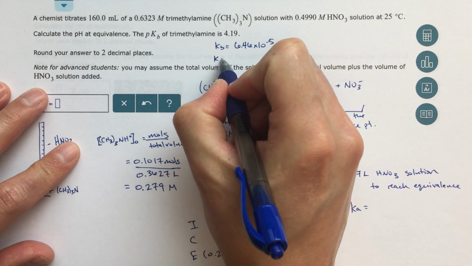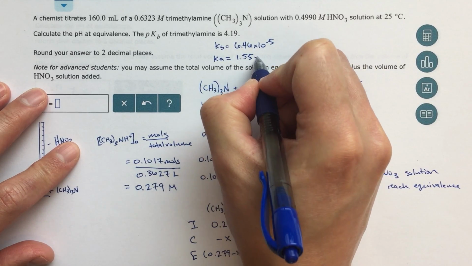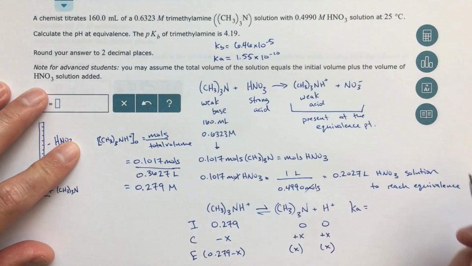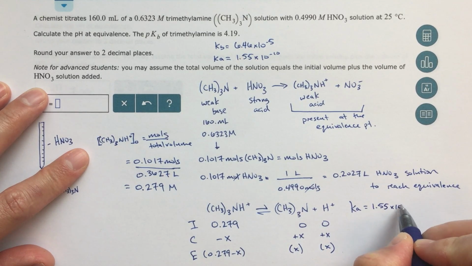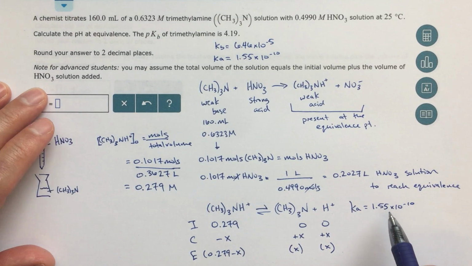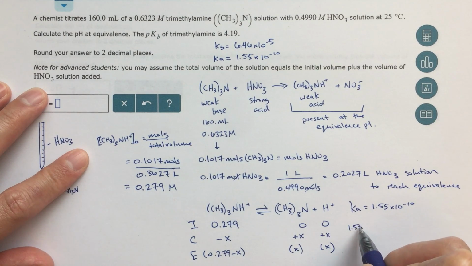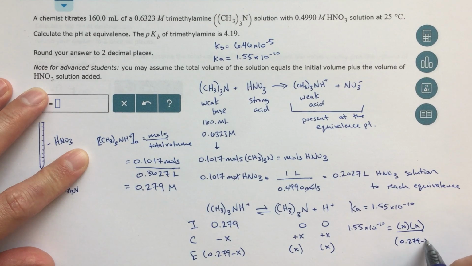Now, from my Kb, I can solve for a Ka for the conjugate weak acid, 1.55 times 10 to the minus 10th. And I can use that Ka down here, 1.55 times 10 to the minus 10th, in order to solve for my x value. 1.55 times 10 to the minus 10th equals x times x over 0.279 minus x. I can solve this for x.